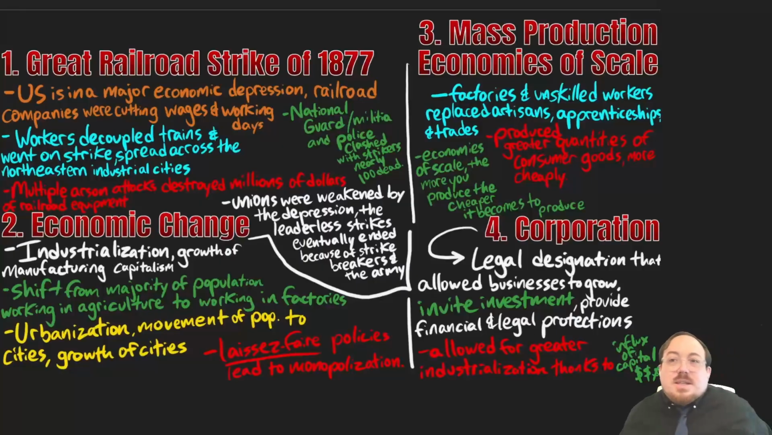Our next term is mass production, economies of scale. So in the olden days, if you wanted a tool or a particular product, you would get it from someone like an artisan, someone who trained their entire life on how to produce this particular kind of tool or object, like a blacksmith who would produce a tool made out of metal, or a cobbler who produces shoes.